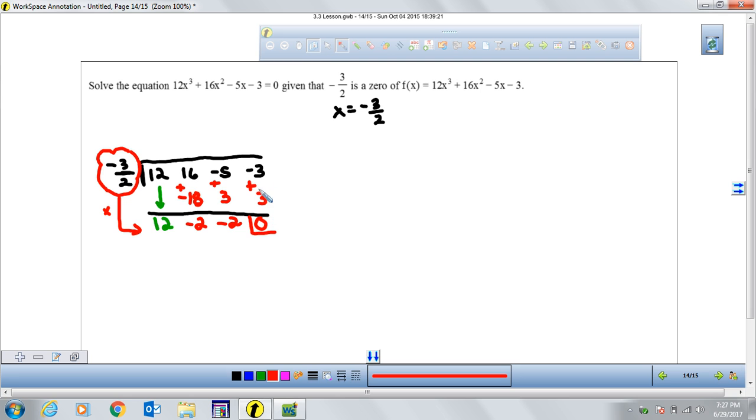So, if the remainder is 0, that means that the y value is equal to 0, which means that it is an x-intercept, and that's what we were told, that this is a zero, which means an x-intercept of the polynomial.